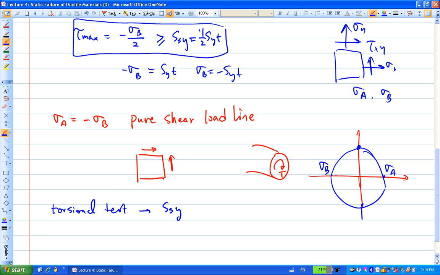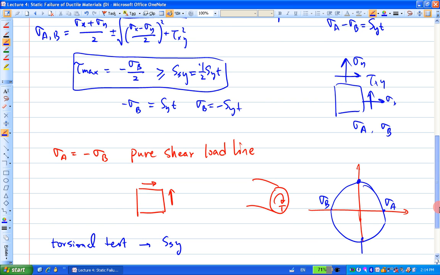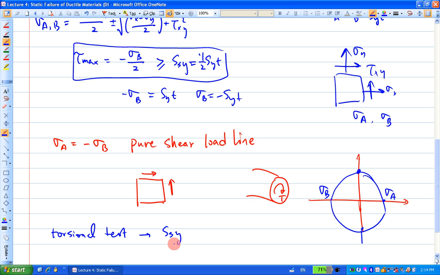Now, however, torsional test is usually not as easy to carry out as a tensile test, though, right? And what does torsional test give us? Torsional test gives us exactly this pure shear load condition. Okay, that's what happens here. So now coming back here, we know what SSY is. We know our SSY here.